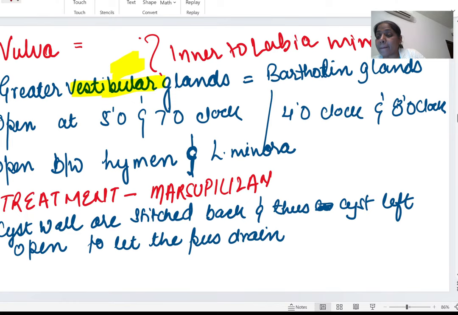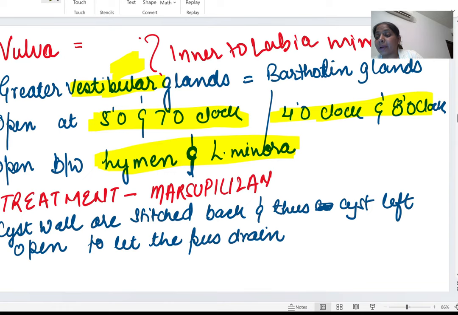Where does the Bartholin gland open up? This MCQ has come twice in FMG. Where does the Bartholin gland duct open up? At the junction of the anterior 2/3 and posterior 1/3. What are the clock positions? 5 o'clock or 7 o'clock or 4 o'clock or 8 o'clock. And it opens between the labia minora and the hymen, inner to the labia minora and hymen.